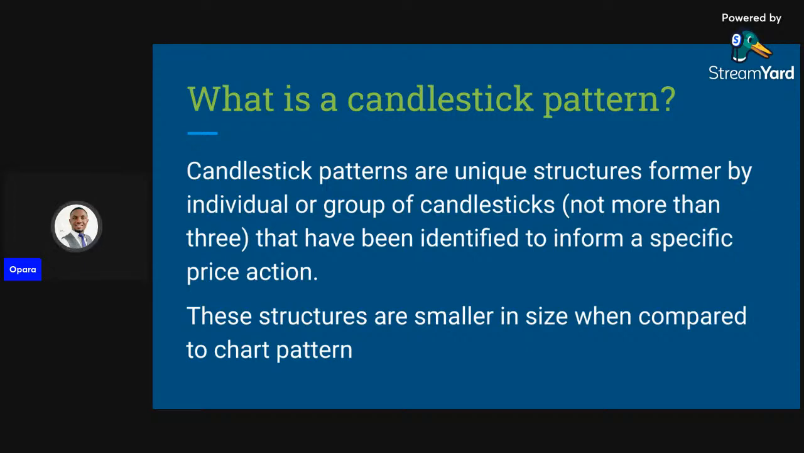So when the candles are three or fewer, we call it a candlestick pattern. And when it's more than three, giving a much bigger picture, we call it a chart pattern. That's just the difference between candlesticks and chart patterns. They all serve the same function: to help us infer where the coin is going to go.